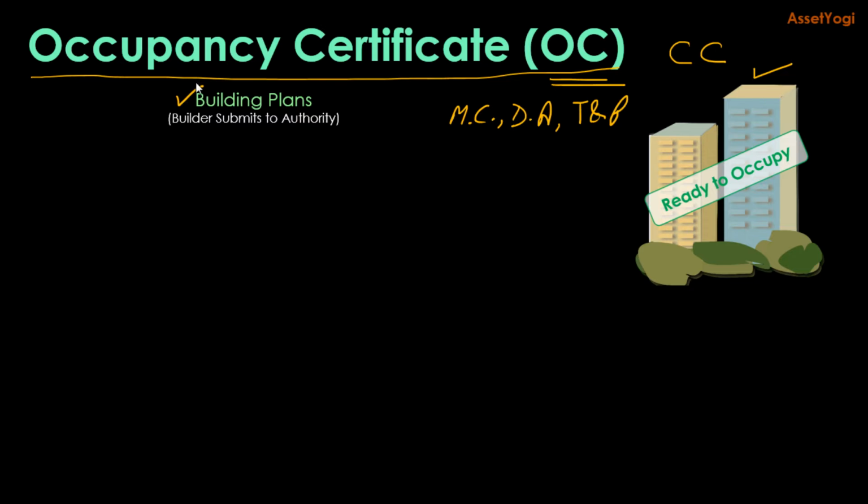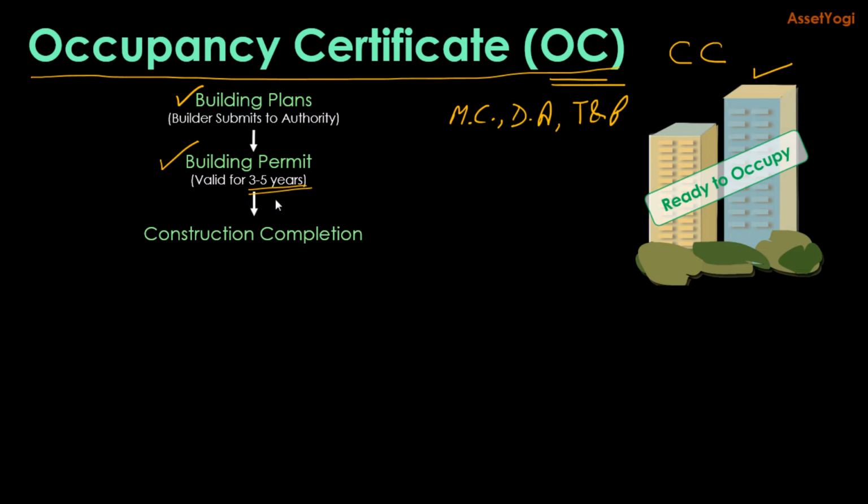Then after studying the building plans and other documents submitted by the builder, the authority issues a building permit to the builder, and generally this permit is valid for 3 to 5 years depending on the state. So in some states the permit can be given for 3 years, and in some other states it can be for 4 or 5 years. So the builder has to complete the construction within this time frame. Suppose the permit is valid for 4 years, the builder has to complete the construction within that time frame.